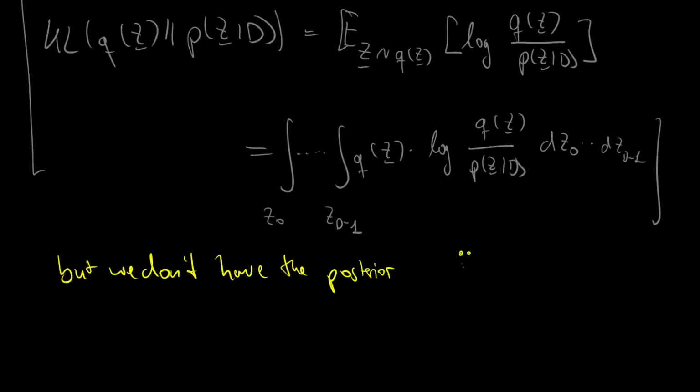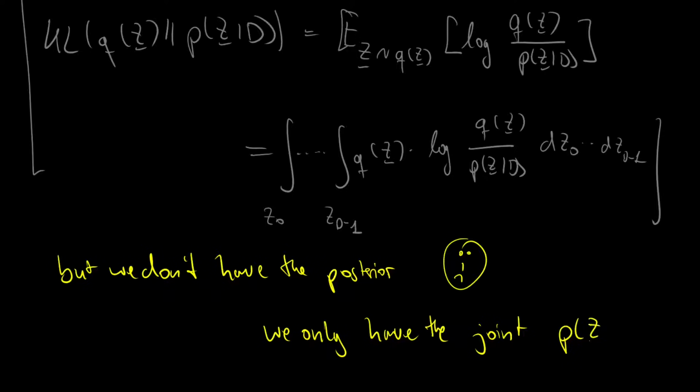Also, let me put in a sad smiley, because it's kind of a nice idea, isn't it? But we can't do it because we don't have the posterior. The only thing we have is the joint, P of Z and the data. Of course, this means that we have an X here, but I fixed it with the data. And we also don't have the marginal. So we are kind of lost.